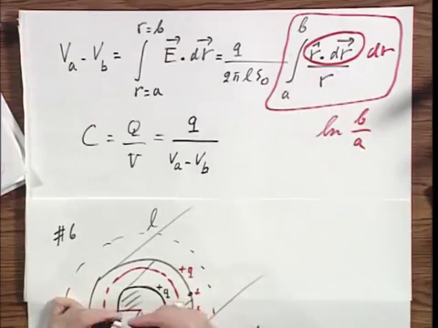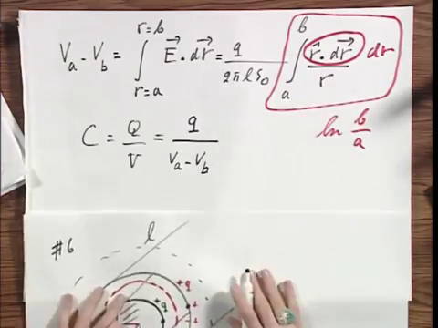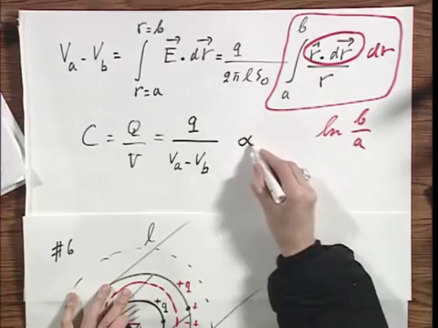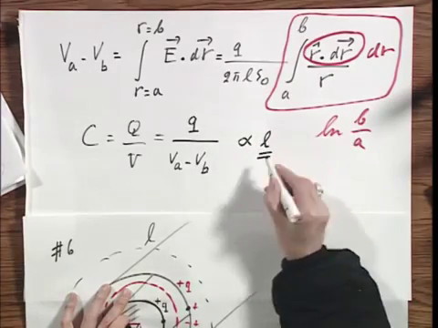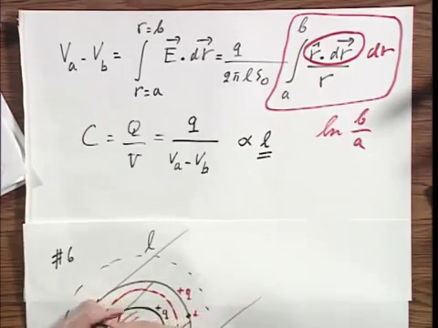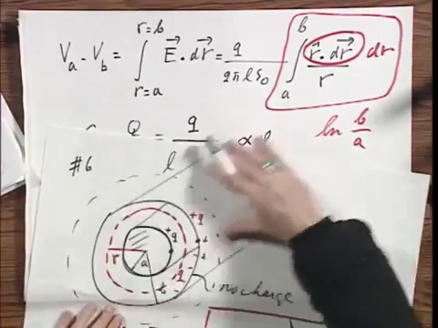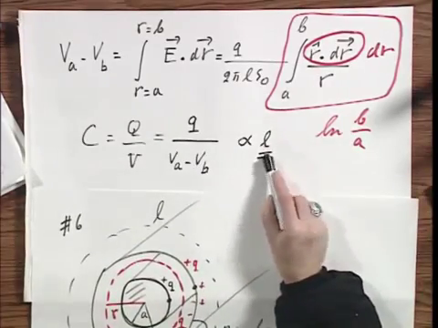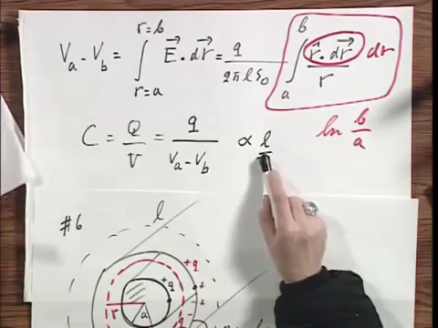You can read it here. And so it's done. And notice, by the way, that it is proportional with L, as it should be, because clearly the longer the cylinder is, you expect intuitively that the larger the capacitance is.